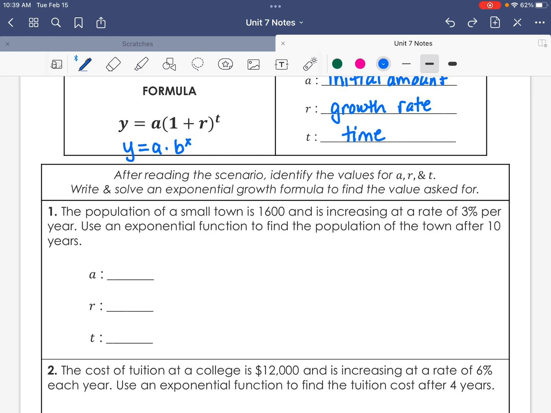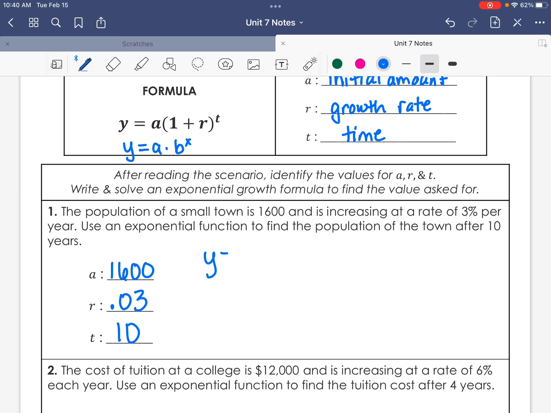So the population of a small town is 1,600, and it is increasing at a rate of 3% per year. Use an exponential function to find the population of the town after 10 years. So a is 1,600 because that's how many people the town starts with. The growth rate is almost always the percent, but you've got to change it to a decimal, which means you have to have 0.03 so that you're doing 3% and not 30%. And then the time they give us here is 10 years.